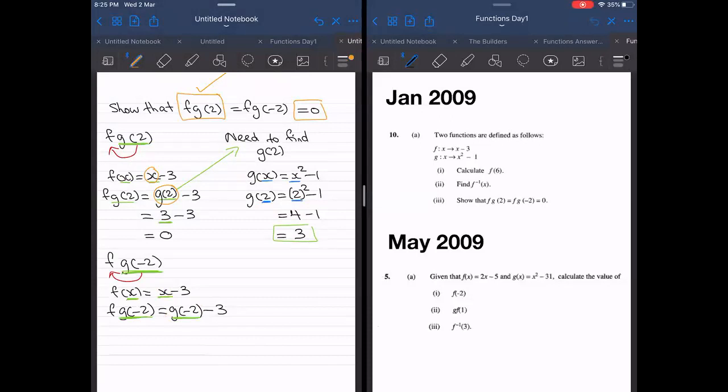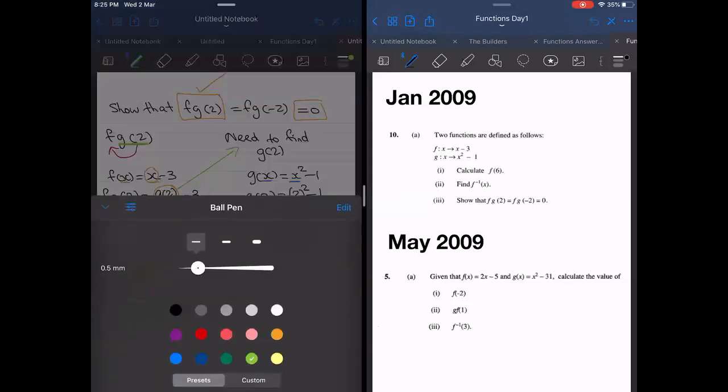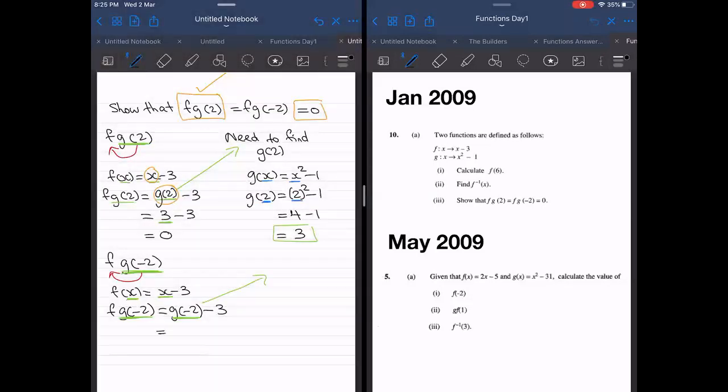So then just like with the one up top, I don't know what g of minus 2 is. So I'm saying that I need to find g of minus 2. But to find g of minus 2, I'm going to need g of x. Because remember, what does g of minus 2 mean? It means insert minus 2 into g.